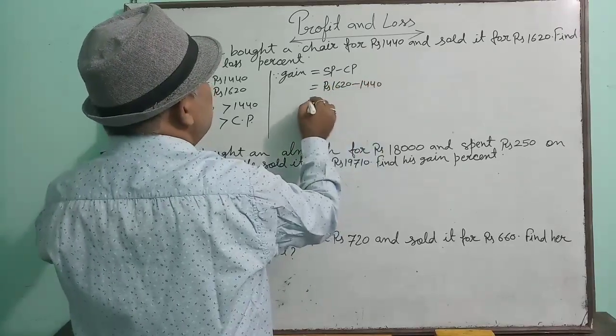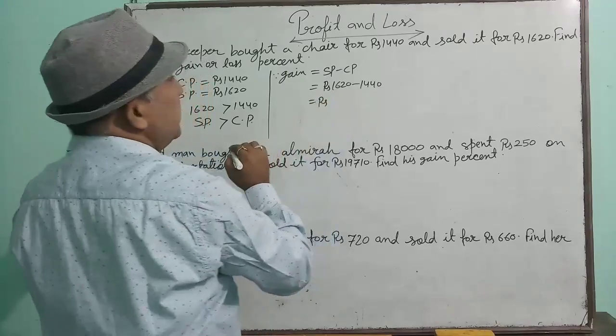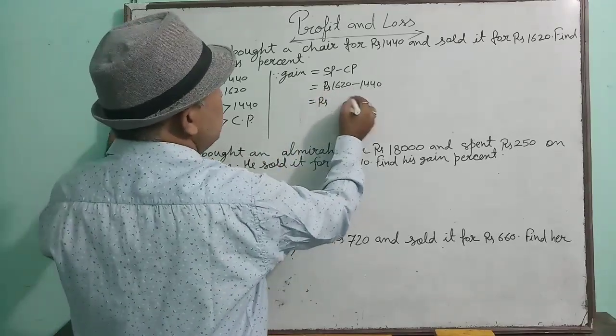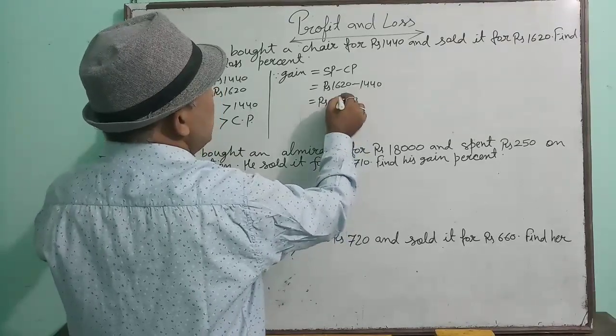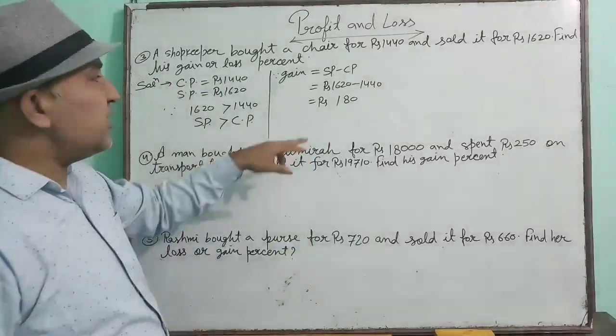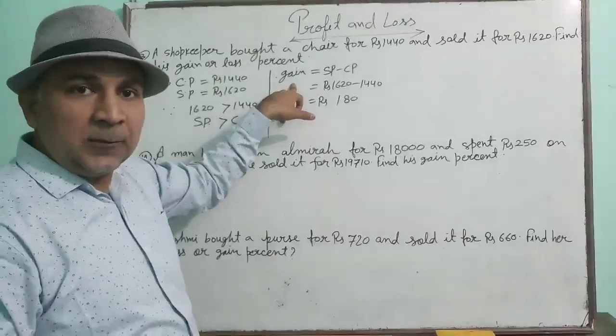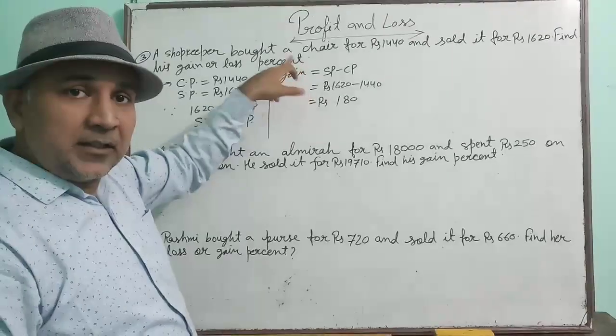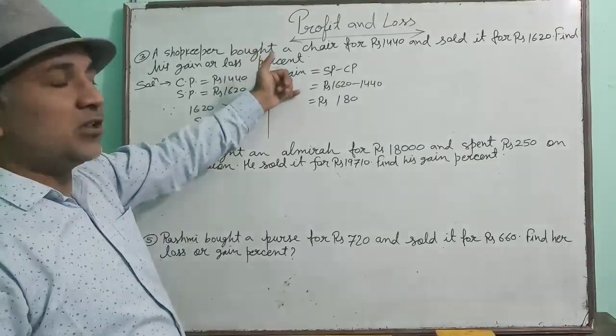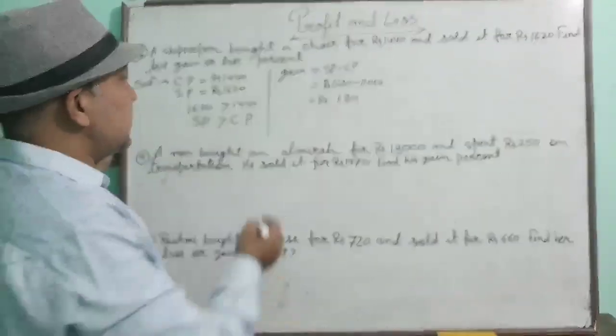1620 minus 1440. 0 minus 0, 0. 12 minus 4, 8. 15 minus 14, 1. 180 rupees is the gain. But our question is gain or loss percent. That means we have to convert this gain into percentage.